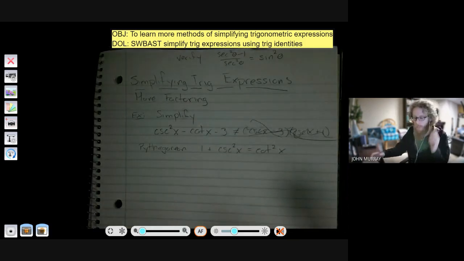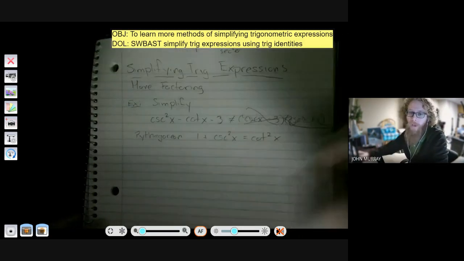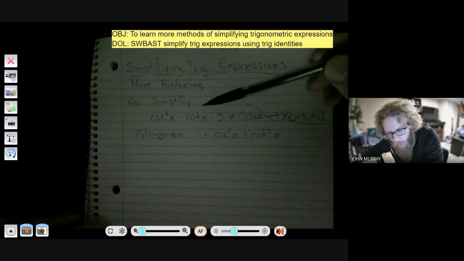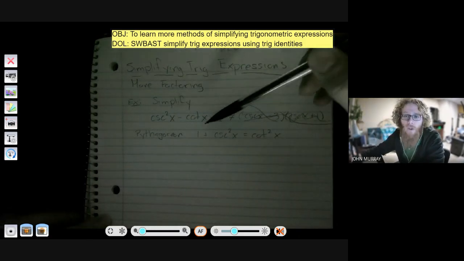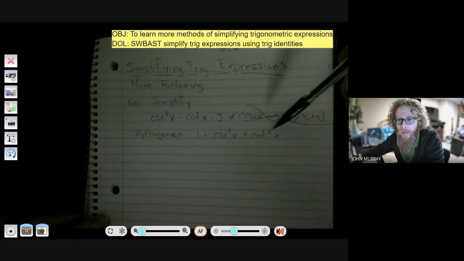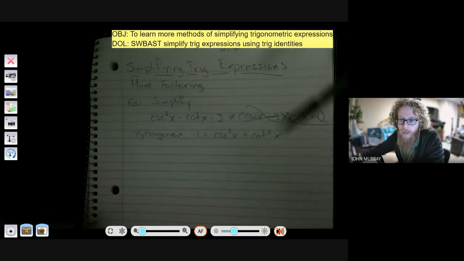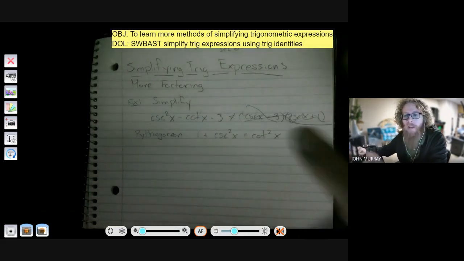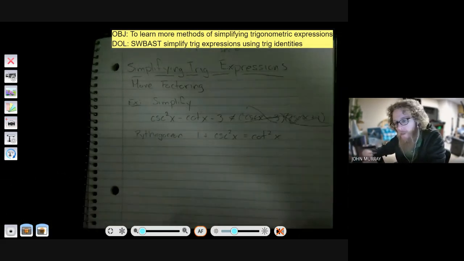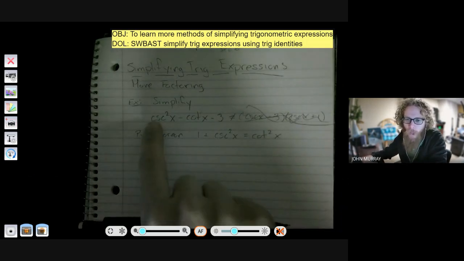Okay, so now we have to figure out which one we're going to manipulate. Well, this cotangent I can't touch because it's cotangent squared. So I'm not going to touch this because I can't just add a squared there. There's no way to balance that out. I can't take the square root of everything, so that's not going to work.